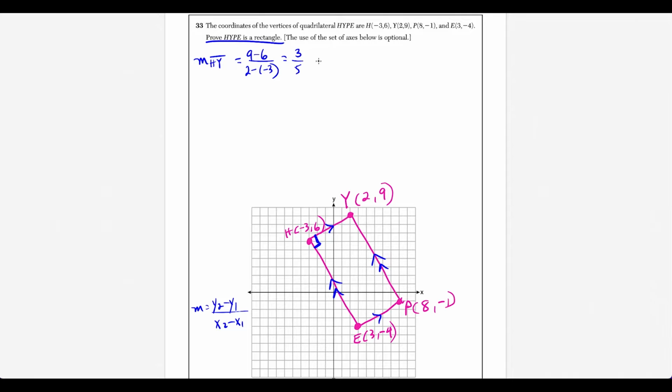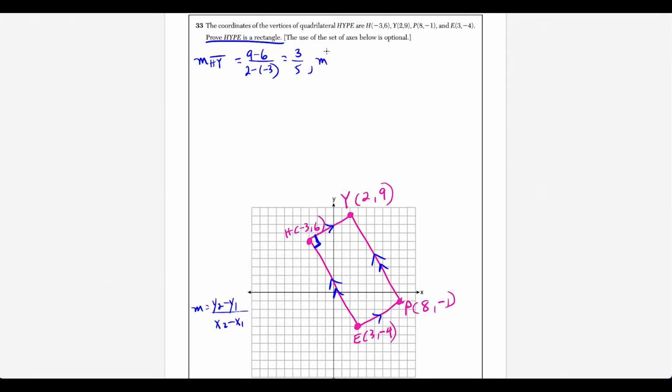Now, one thing I look for right away is that when we're doing this, I know that the slope of PE has to be the same as the slope of HY or YH, because opposite sides of a rectangle are parallel. So if I get some slope other than 3/5, chances are I made a mistake somewhere. So that just tells me how to assess my work as I'm going.